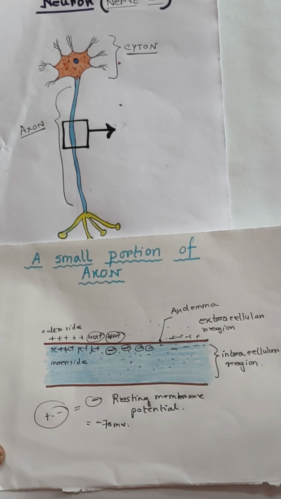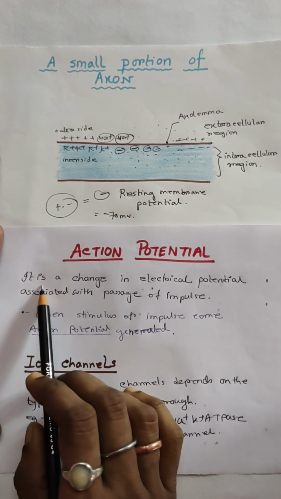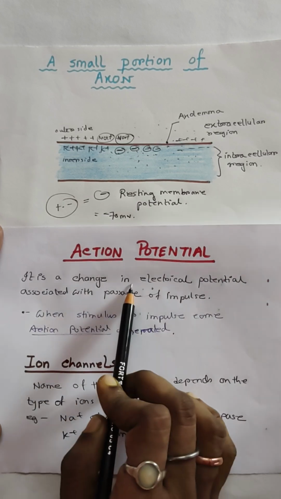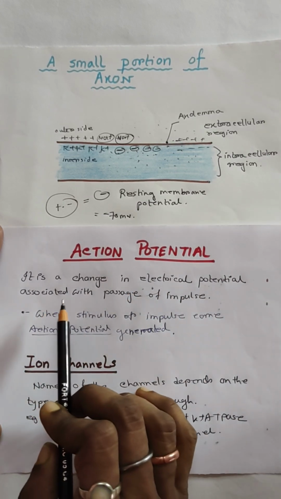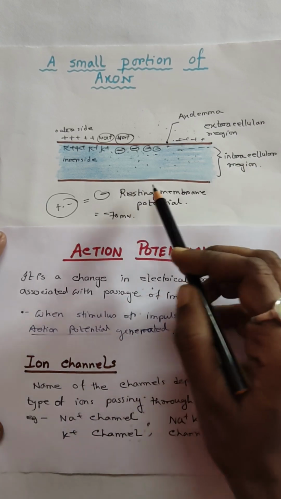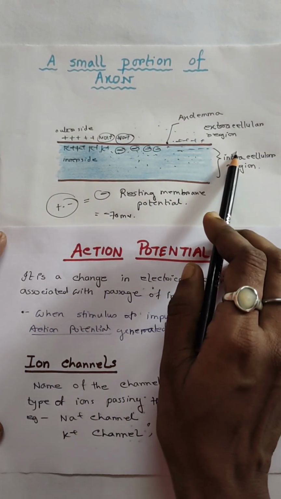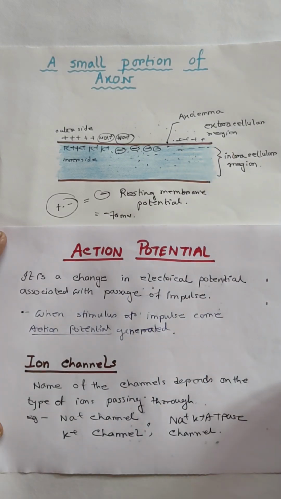Okay, I am coming to the details. If we define action potential, then we can say that it is a change in electrical potential associated with the passage of an impulse. That is, these differences throughout the passage of the membrane. And this charge separation actually happens by specific ion channels.